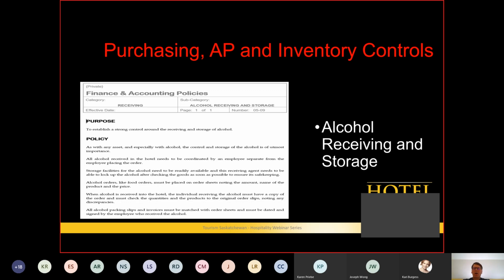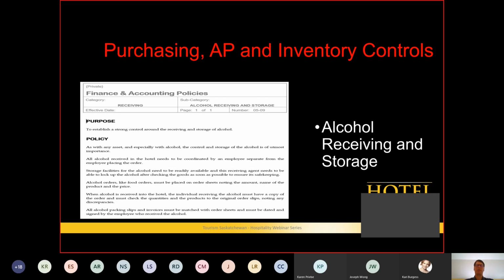The second one is alcohol receiving and storage. Alcohol is really special because people like to drink, people like to steal alcohol, and it just seems to have legs of its own if we don't lock it up. With alcohol, we want to make sure that the storage facility is readily available and that the receiving agent is able to lock up the alcohol after receiving it.